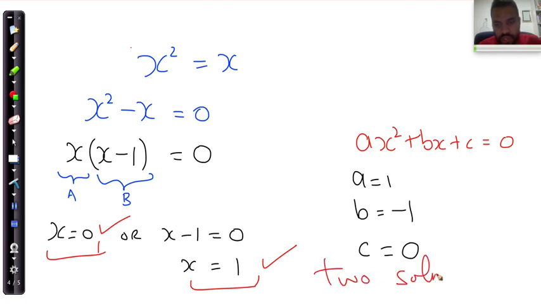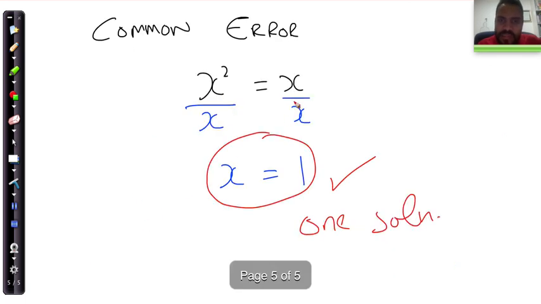Okay? So the correct way to do it is to work towards what we call the standard form and ensure that we factorize or use the formula rather than dividing by x. Because we don't know, x could possibly be 0. If x was not equal to 0, then we can divide by x. But it could be equal to 0, which means that if I divide by x and x is actually 0, this entire equation becomes undefined. So that's the first example of a quadratic equation.